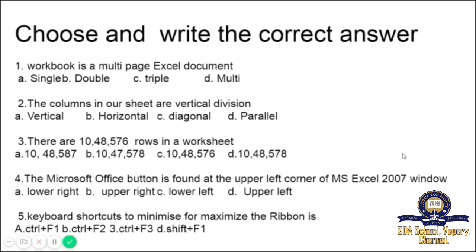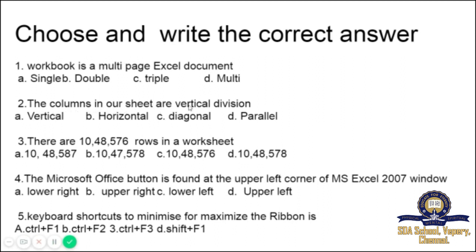Then choose and write the correct answer. I have given you the options below. You can choose any one option from the given 4 options. One answer will be right. Workbook is a multi-page Excel document. Multi is the right one. See, single, double, triple, multi. There are 4 options. You have to select multi.